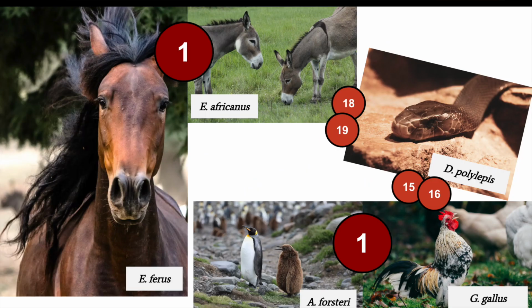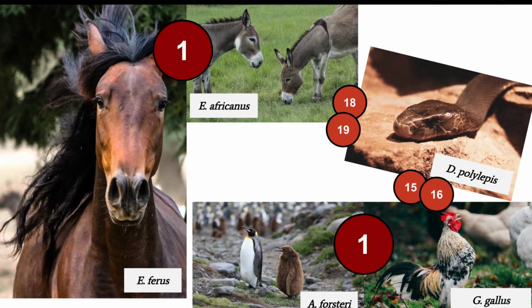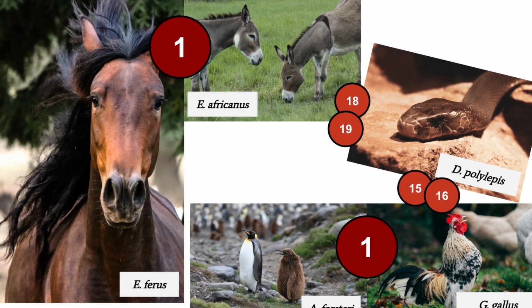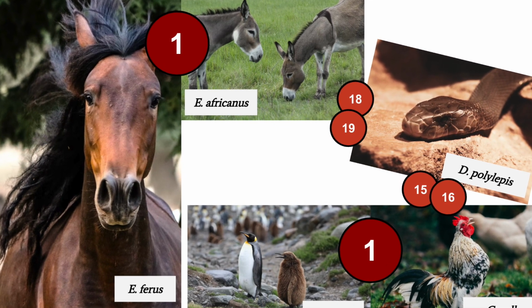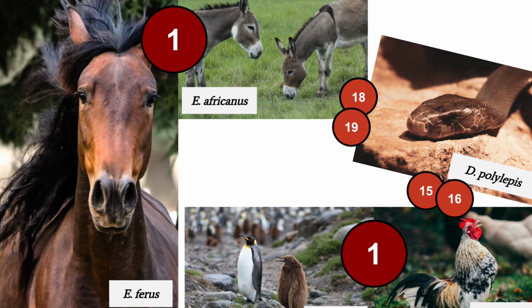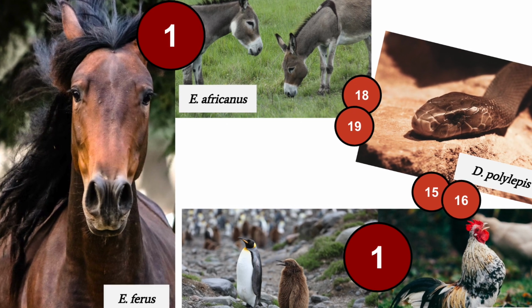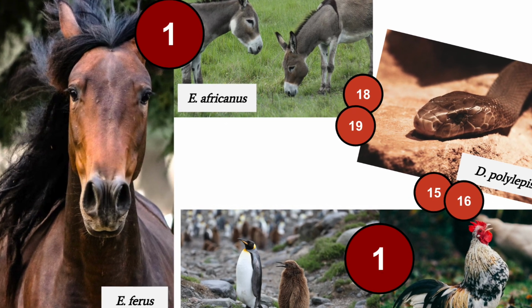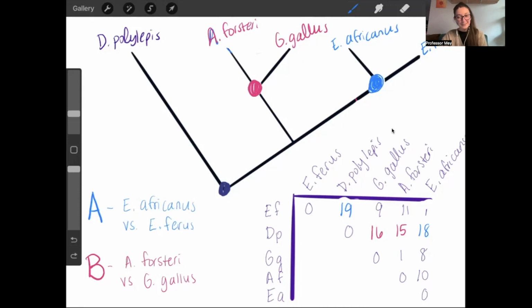Now, remember that D. polylepis had the most difference with E. africanus and E. ferus, with an 18 to 19 difference between amino acids. And we also had 15 and 16 between A. forsteri and G. gallus. So now, what's the argument here?